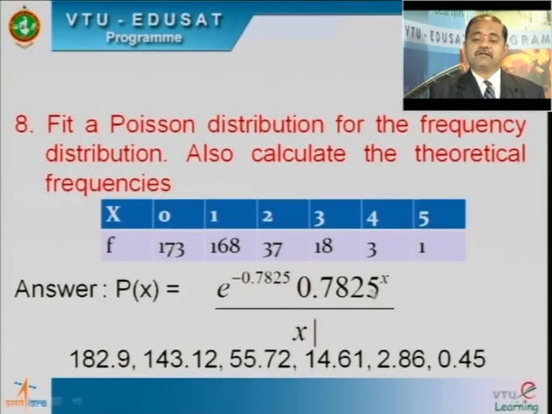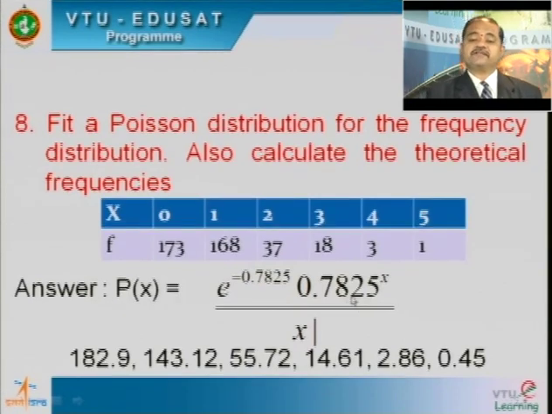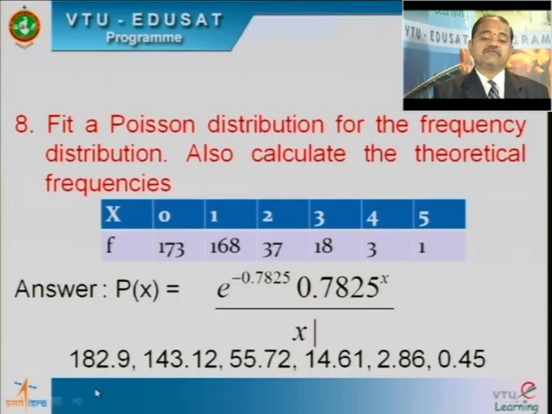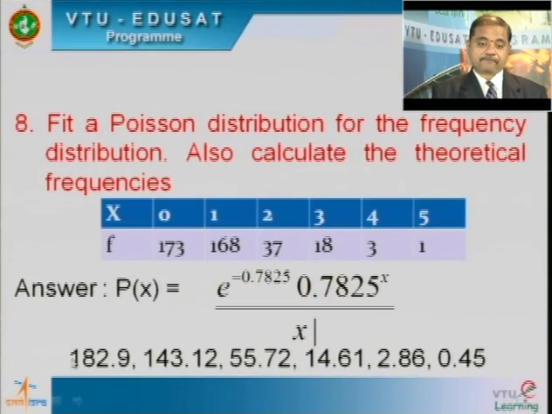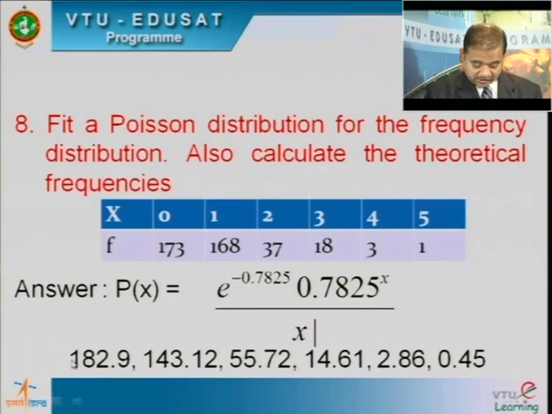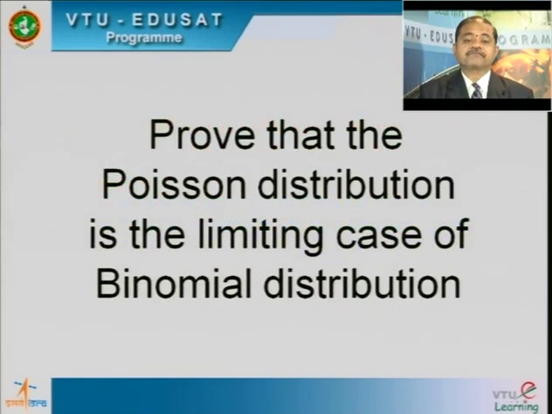Here there are too many decimal places, 4 we took. If you take 0.783, we can take 3 decimal places also, because you are going to use it as a power. So 3 decimal places also we can take, and we get these as the theoretical frequencies. So these all are the ideas.